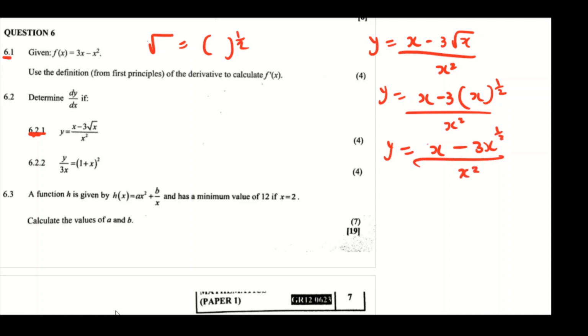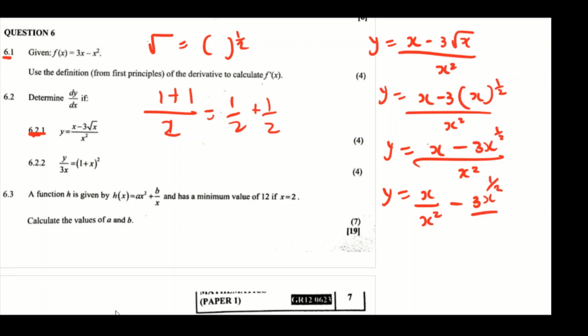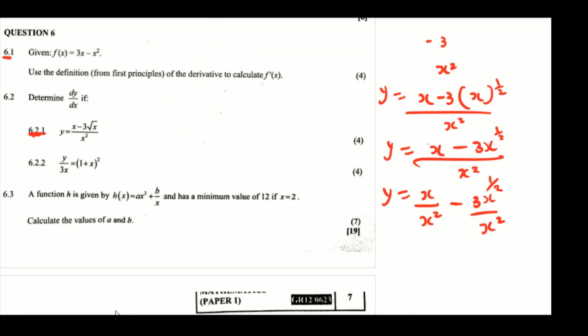Then we break it down. Remember, when you have, for example, 1 plus 1 over 2, to break this down you say 1 over 2 plus 1 over 2. You do the same here. So y is equal to x over x squared minus 3x to the power of 1 over 2 over x squared. Once you've broken it down, it becomes a little bit simpler.